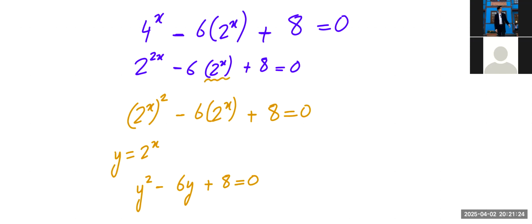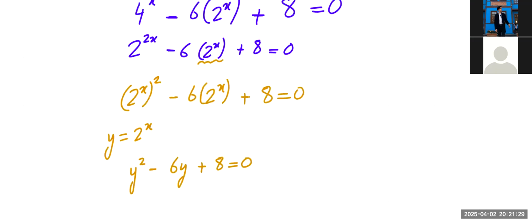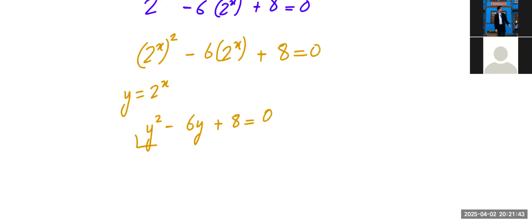Okay. So let's see now. I've basically written the equation down like this and realized that if I make y to be 2 to the power of x, I can rewrite this as y squared, this as 6y, and this as just 8, because it doesn't change. So I have this equation now, and I know how to solve quadratic equations at least.